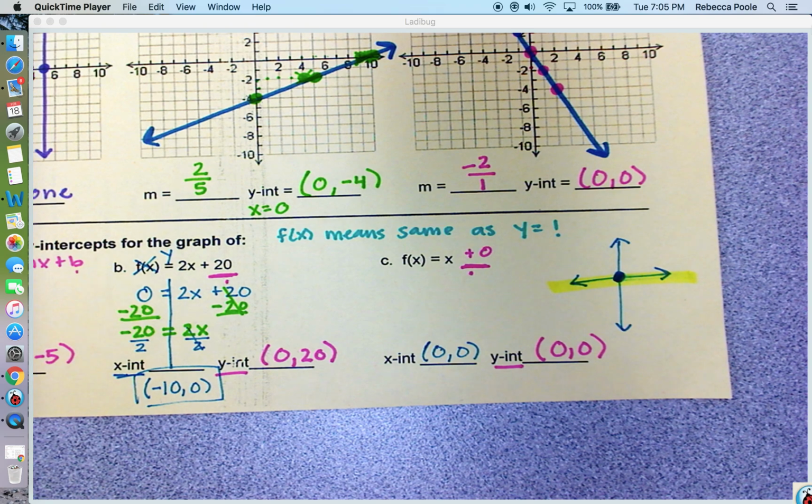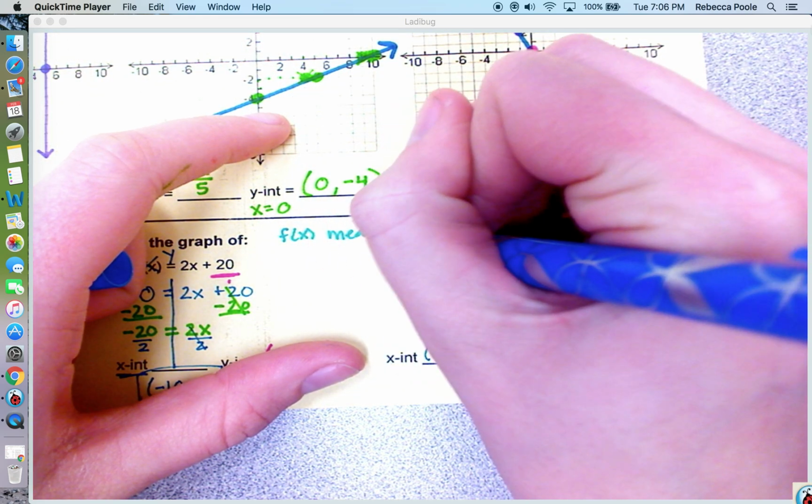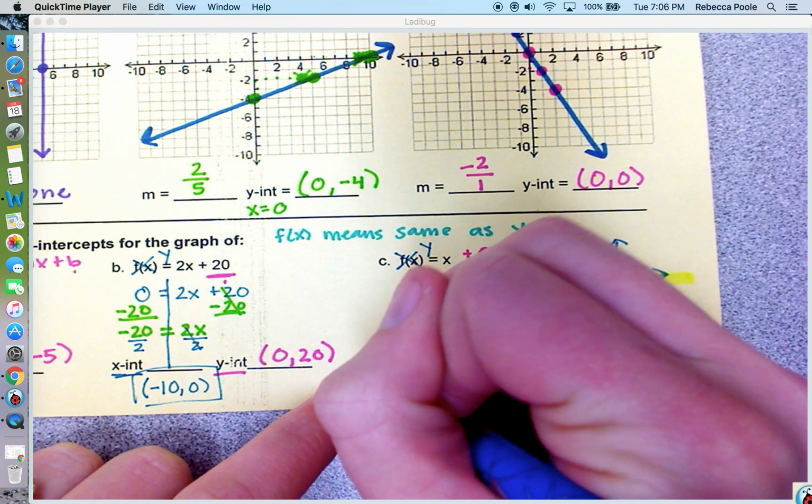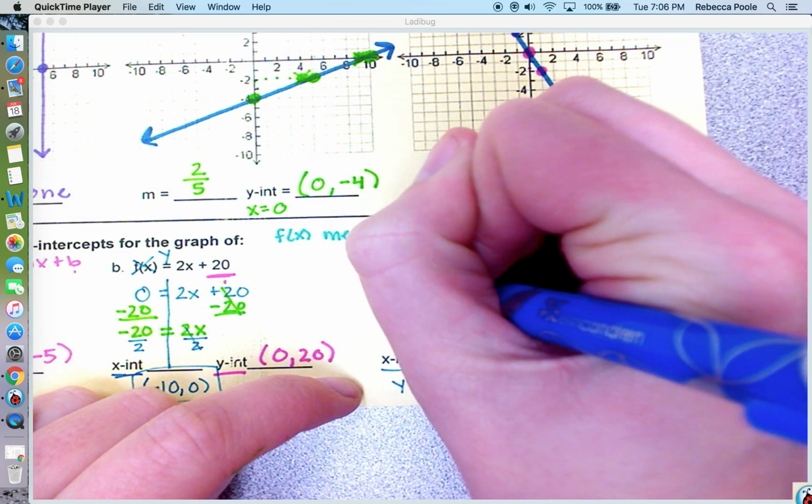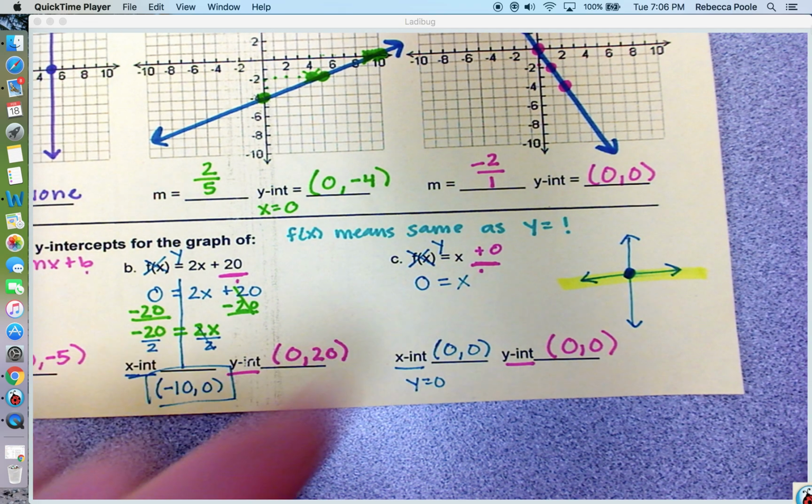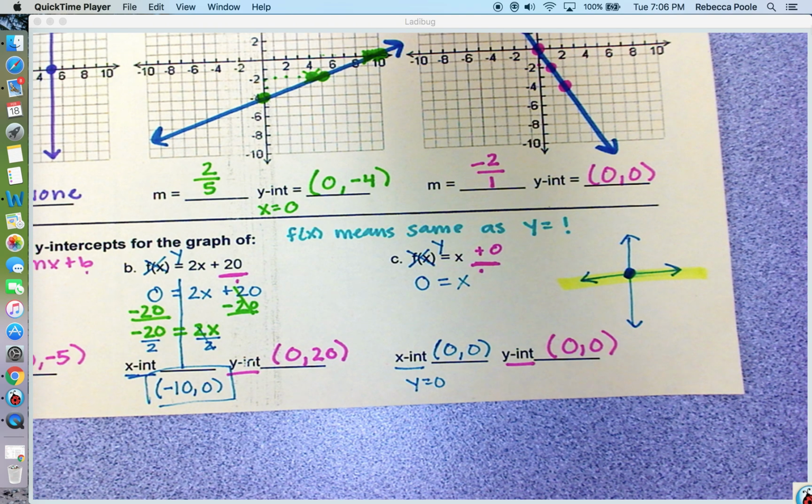Now, how do you check that? Instead of a y, we're finding the x-intercept, which means I put 0 in for y. And what does that equation literally say? X equals what? 0. So the x-intercept is also 0.